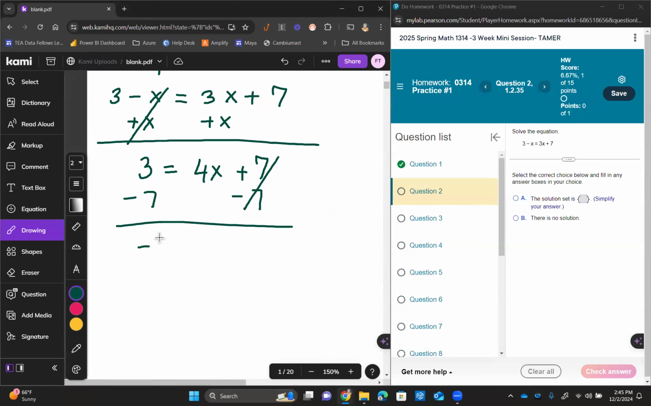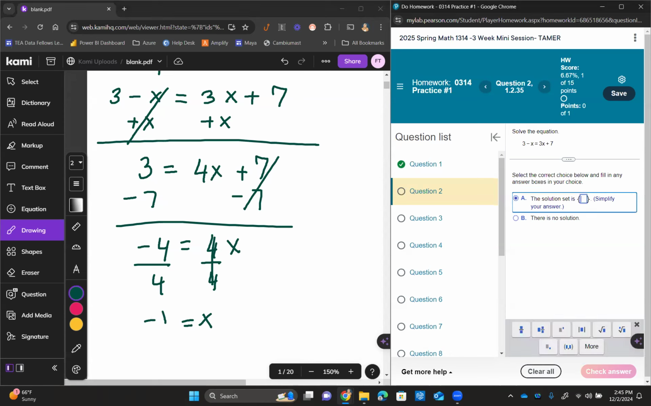So that's a negative 4 is equal to a 4x. Now to isolate the x, we can divide each side by 4. X is equal to negative 4 divided by positive 4, which is just negative 1. X is equal to negative 1 is the answer we're looking for here. So I'm going to mark A, and I will tell them that the answer is equal to negative 1.